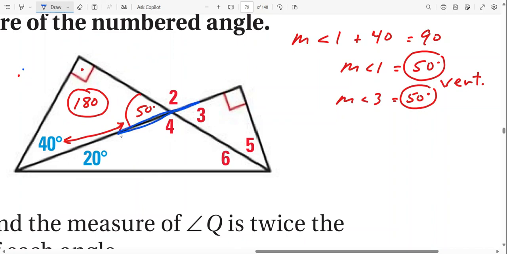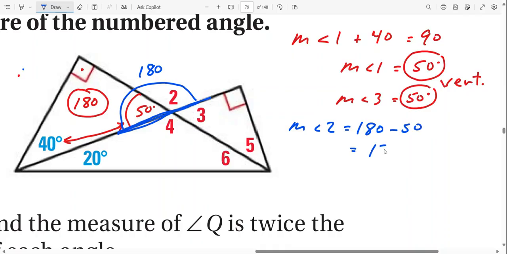Very good. Everyone see right here, it's a straight line or a straight angle. If you combine the 50 degree angle and angle 2, the whole thing is 180, right? This whole thing is 180. So the measure of angle 2 is just 180 minus 50. Everyone see that? You okay with that?